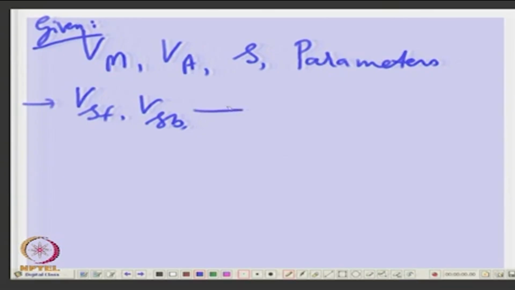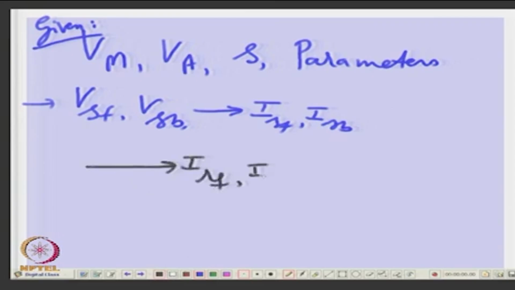Then you find out from this ISF, ISB. Right from the equivalent circuit, you find ISF, ISB, and from there again you go to IRF, IRB. You can always find them out because you know the parameters.